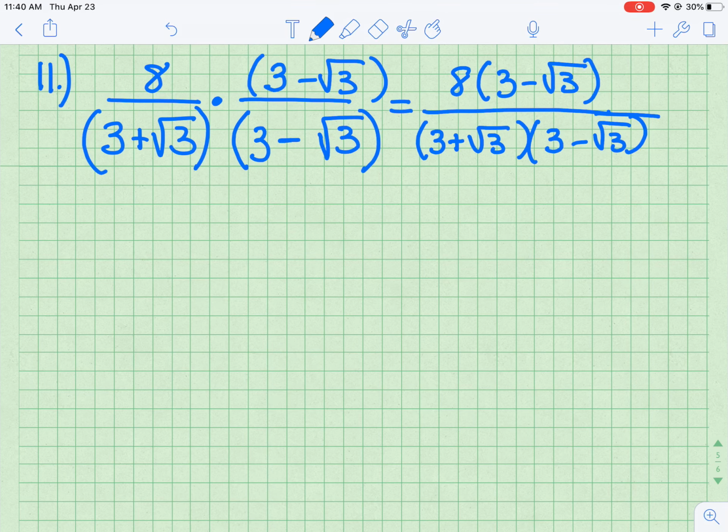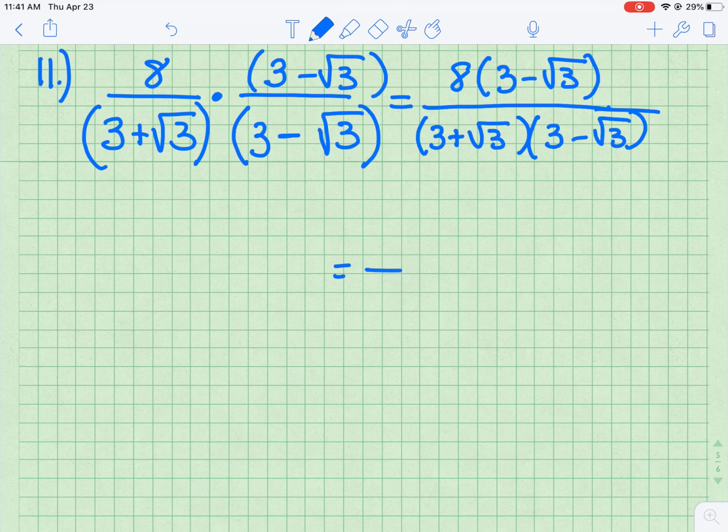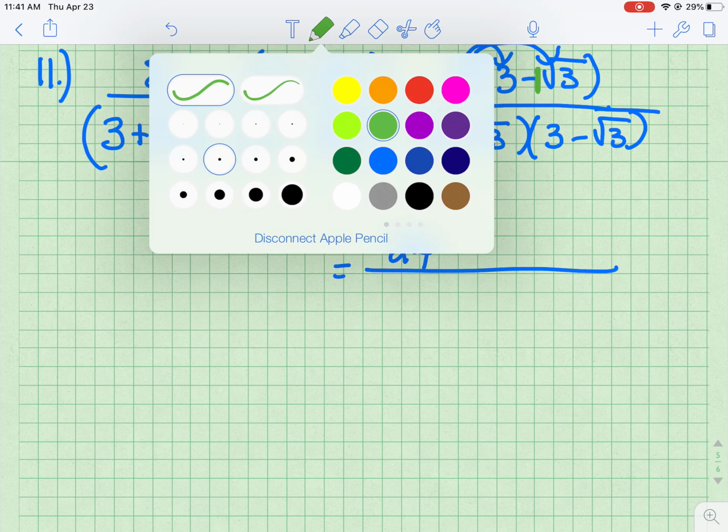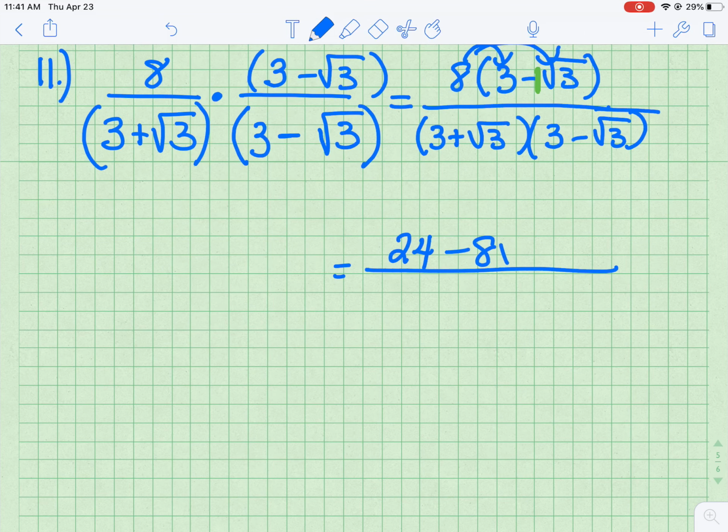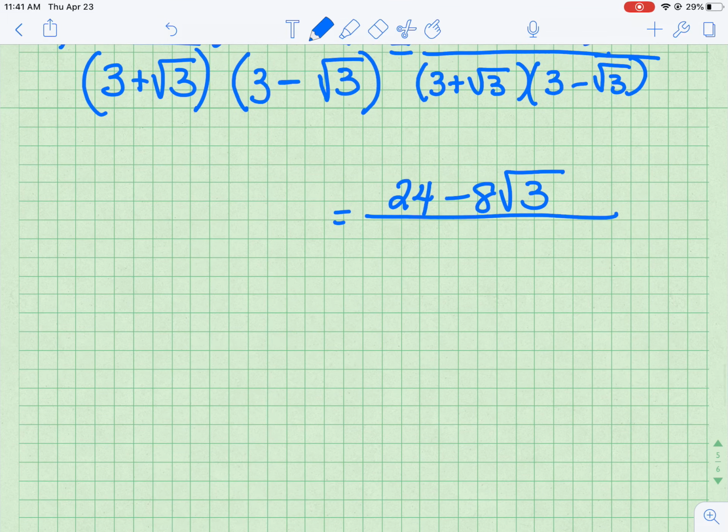And now we have to do some work. In the numerator, we have to distribute that 8. So 8 times 3 is 24. And 8 times negative root 3, remember there's an invisible 1 in front of that, so it's really going to come out as negative 8 root 3. Okay? We have to FOIL or box the denominator.